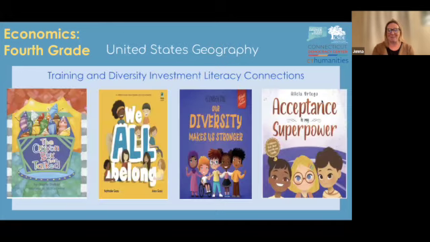have here in Connecticut. So a few books that we have, of course, there's the Cranbox that talked, We All Belong, Our Diversity Makes Us Stronger, and Acceptance is My Superpower.